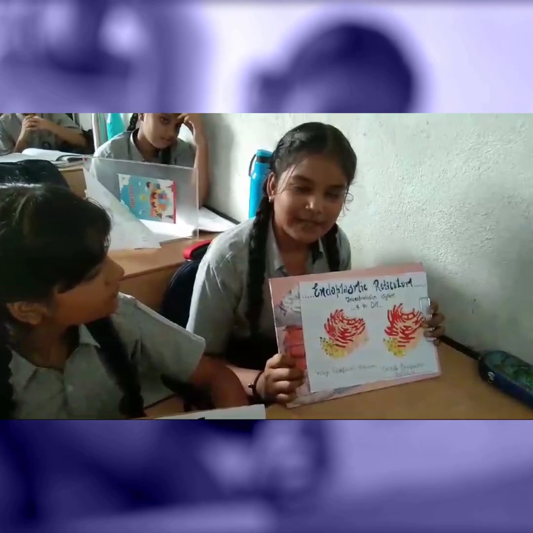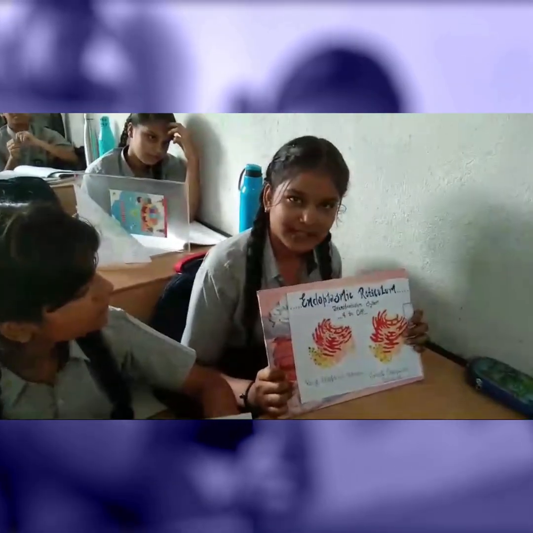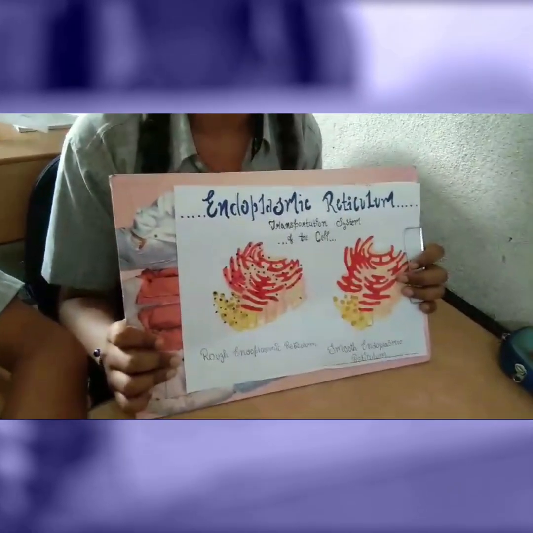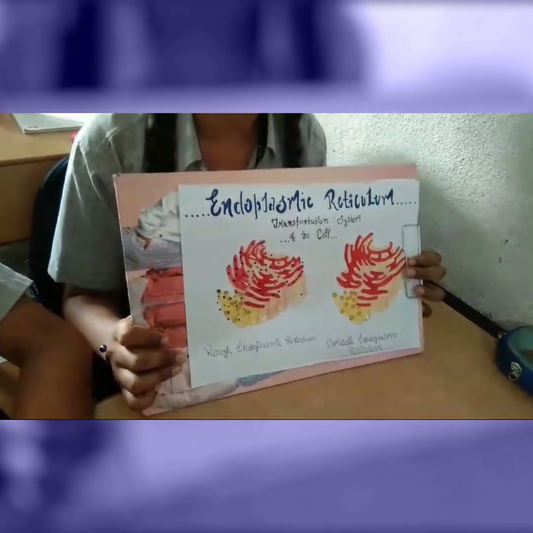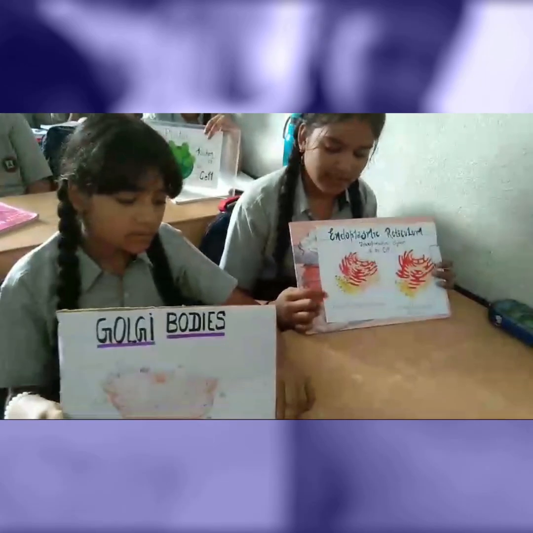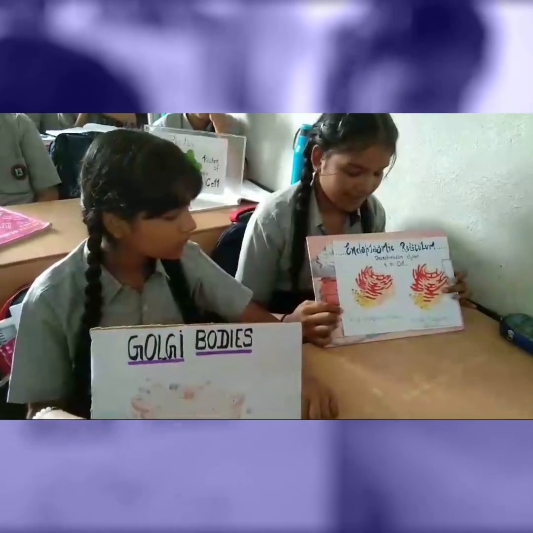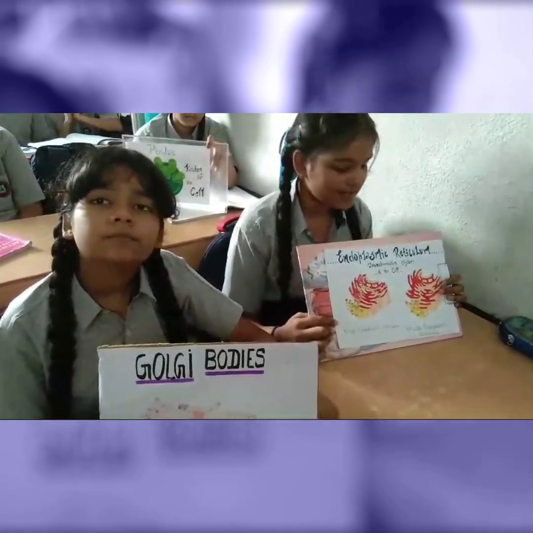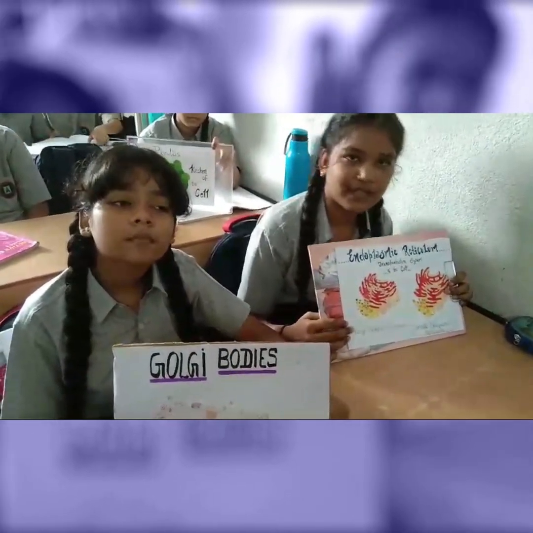Ma'am, it is an endoplasmic reticulum. It is a network of tube-like structures connecting the cell membrane and the nucleus. It is called the transportation system of the cell as it transports substances within and across the cell. There are two types of endoplasmic reticulum: rough endoplasmic reticulum and smooth endoplasmic reticulum. In rough endoplasmic reticulum, the ribosomes are present, and in smooth endoplasmic reticulum, the ribosomes are absent.